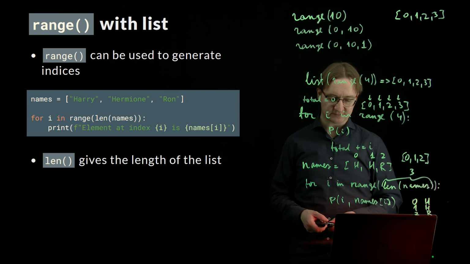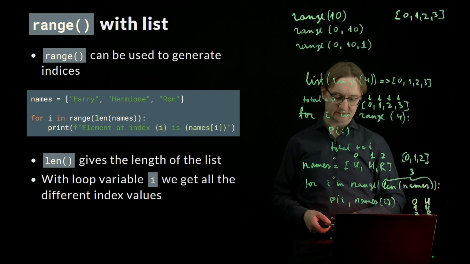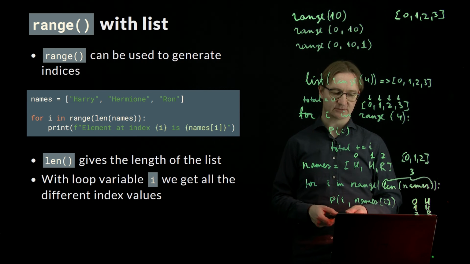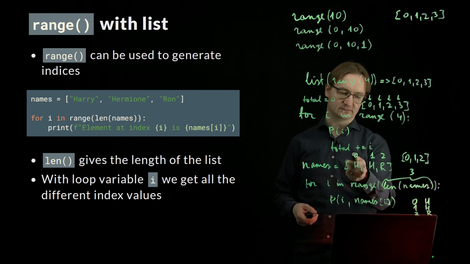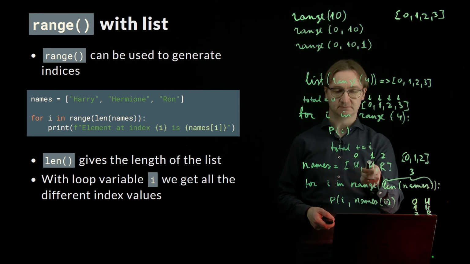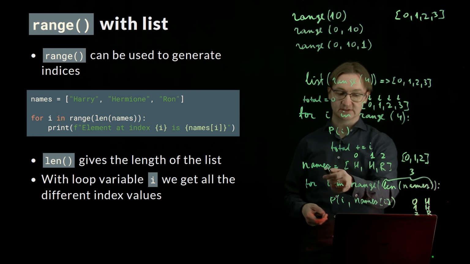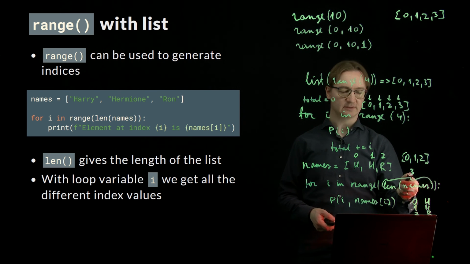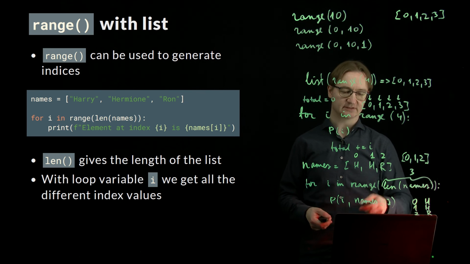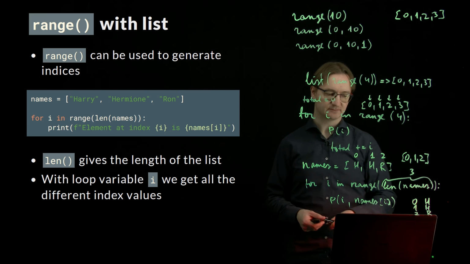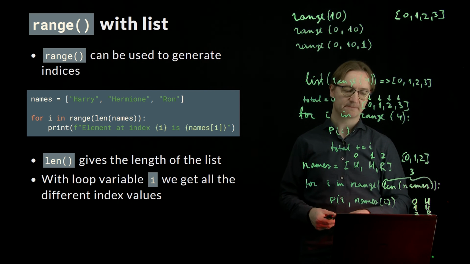Yes, len gives us the length of the list, and with the loop variable i, we get all the different index values. So as pointed out here, 0, 1, 2, which point to those indices for this list. And if the list is longer, then the length is larger, and then we get all the index values for this concrete list.